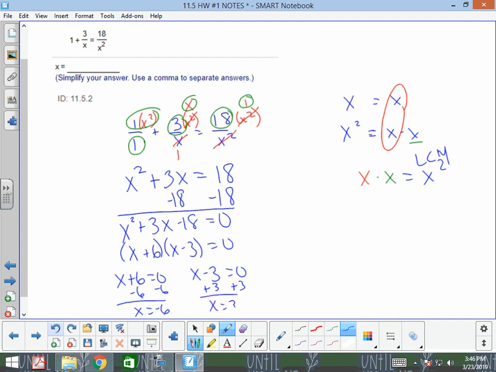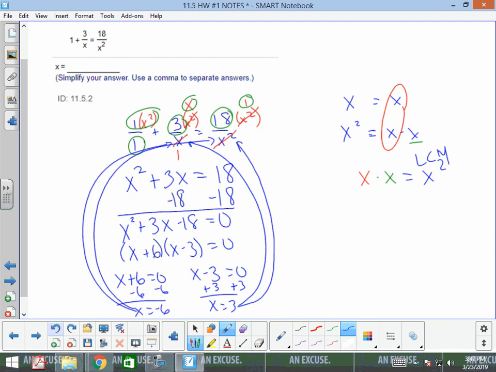Now do either one of these make my denominators into 0? 3 squared is not 0. 3 is not 0. Negative 6 is not 0. Negative 6 squared is not 0. So the solutions are negative 6 and positive 3.